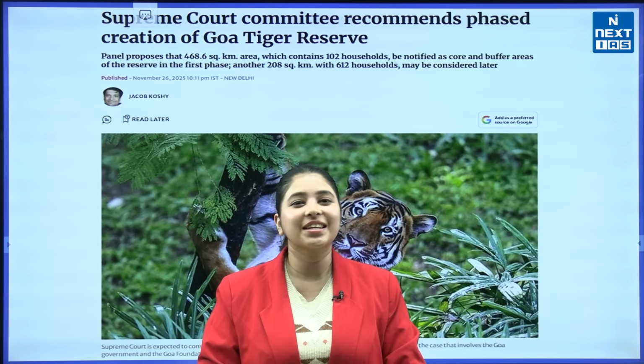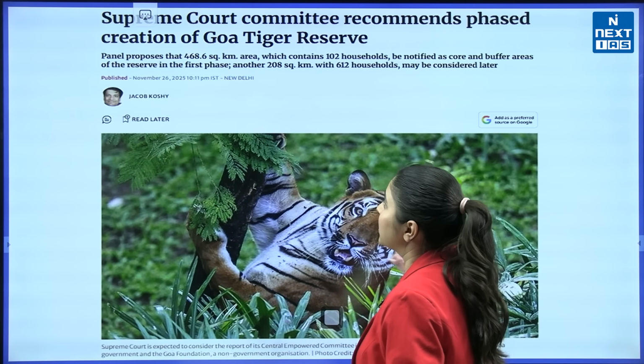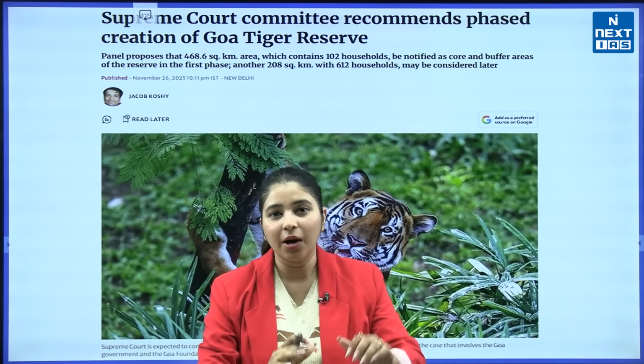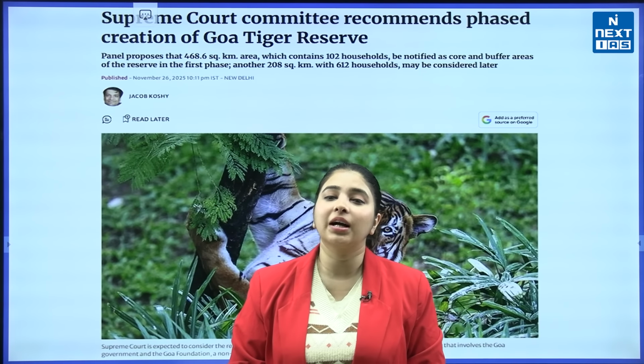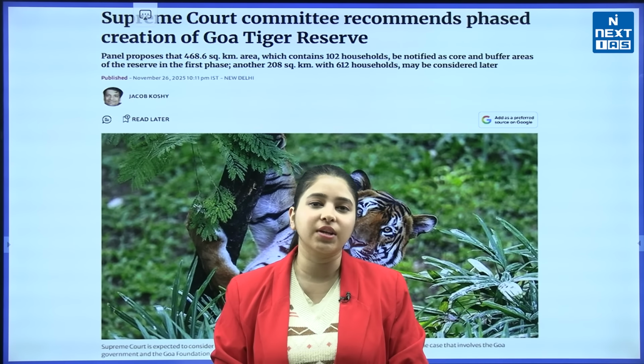So here we are discussing another topic, which is Supreme Court Committee recommends phase creation of Goa Tiger Reserve. Now, as we all know, the Supreme Court recommended a committee for this whole case of Goa Tiger Reserve. So let's understand what this case is.